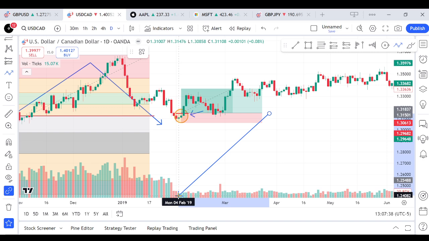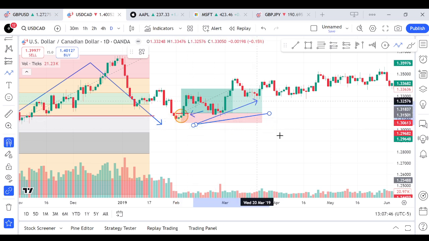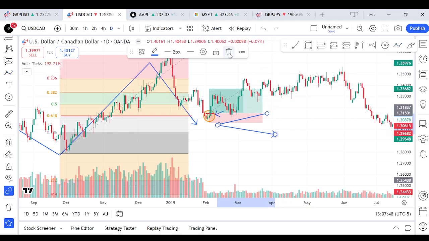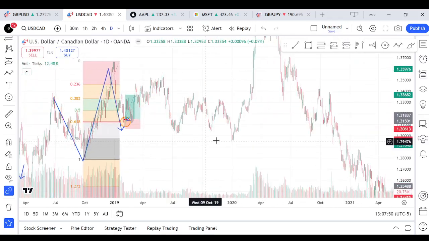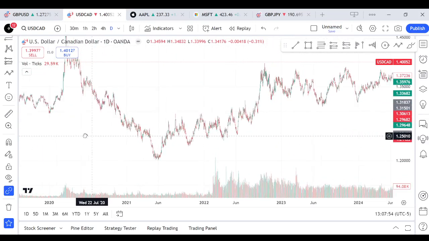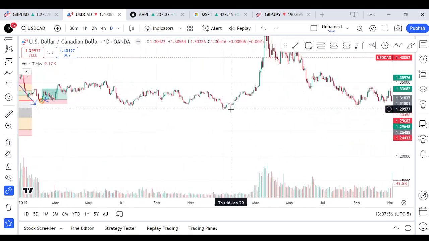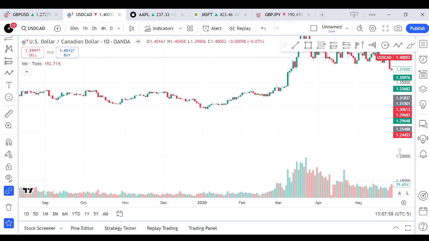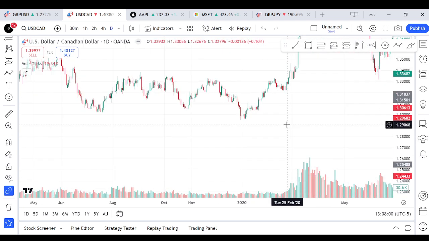You can see enough buying volume at the same time we had this candlestick pattern formation, and I don't know if we could see one more example. Okay, look at this.